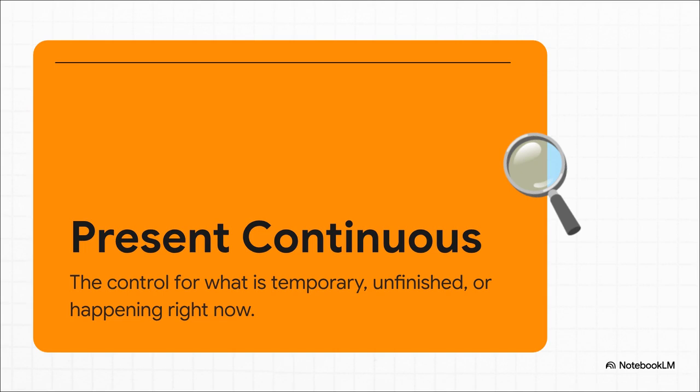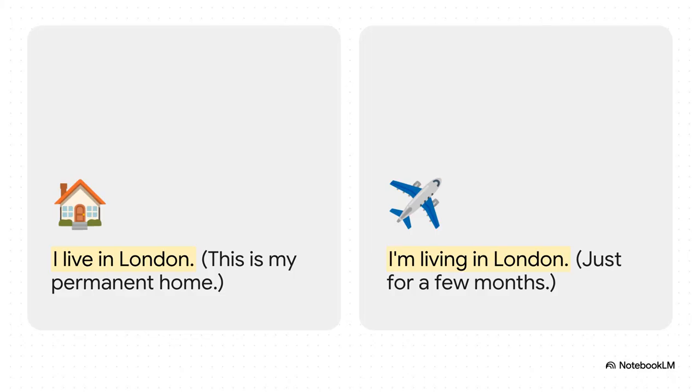But what about stuff that isn't permanent? For those temporary things, actions that are happening right this second or for a limited time, well, you need a different control for that. That's the present continuous. This is for all the in-progress parts of your world. And right here is where you feel the real power of that choice. If you say, I live in London, it feels permanent, right? It's your home. But if you say, I'm living in London, boom, suddenly we know it's temporary. The whole meaning of your situation changes, just with that one little tweak. That's the kind of control you have.